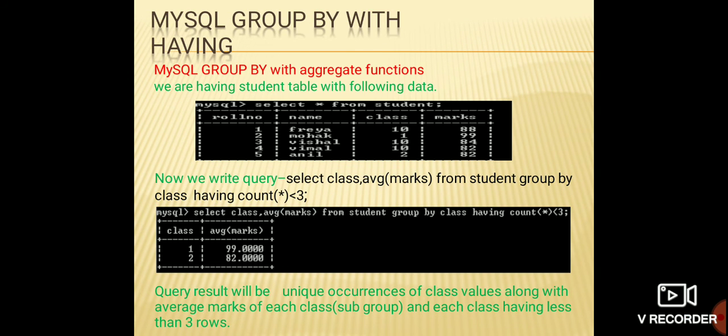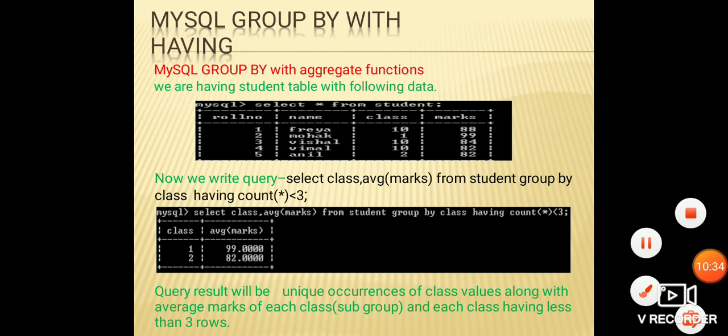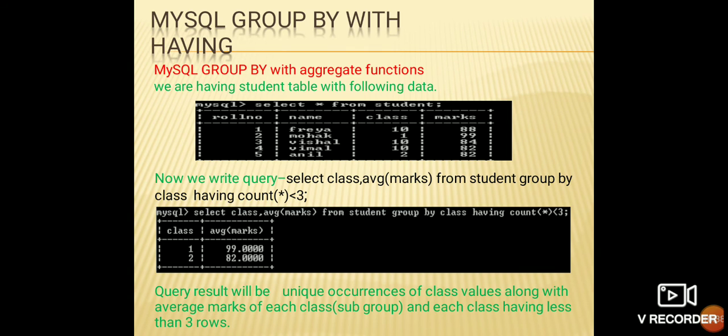You can see the example of this too, like MySQL group by with aggregate function. Okay, now I want to extract the average mark of the student by using group by and applying some condition into that. So what I will do: select class, average mark from student, group by class having count less than 3. Those classes only I will take out whose count is less than 3, whose marks entered are less than 3.